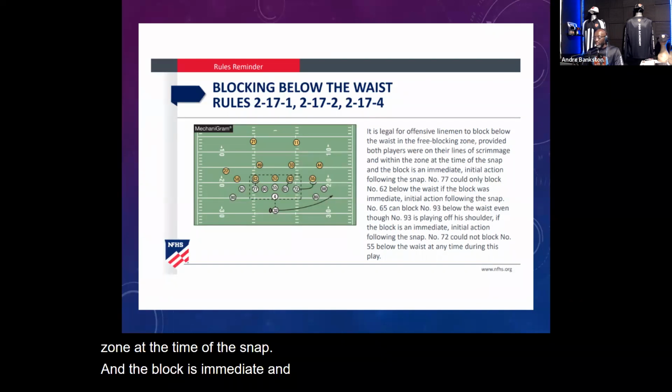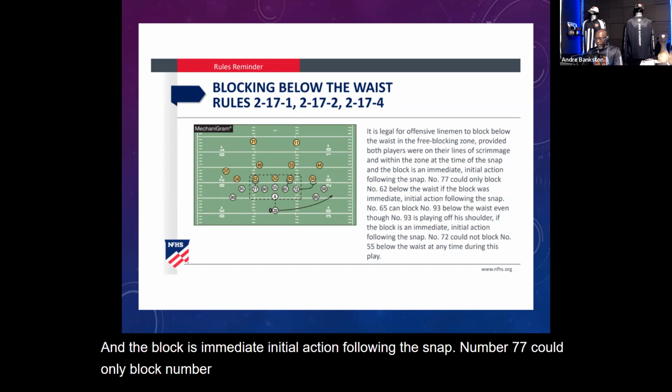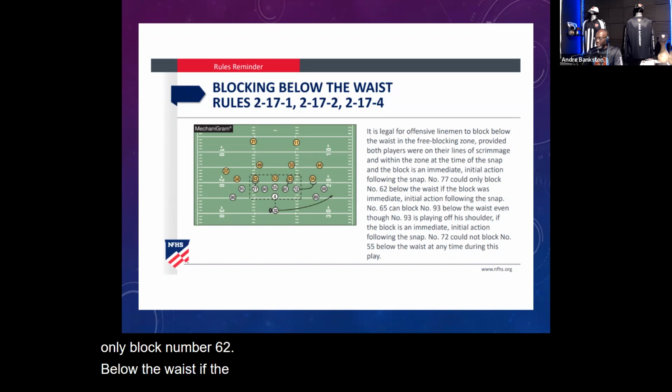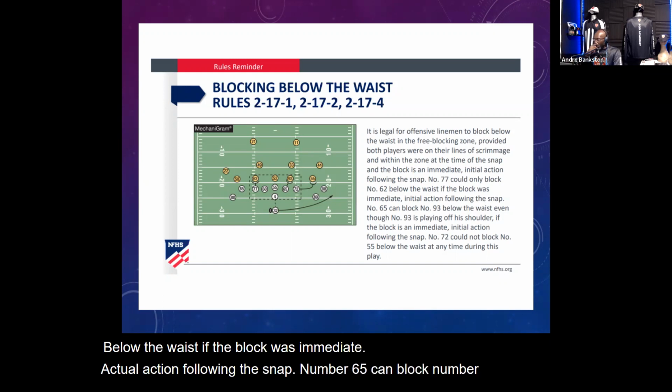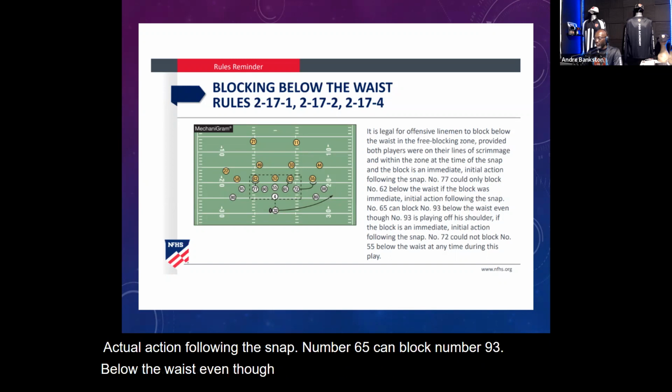Initial action following the snap, number 77 could only block number 62 below the waist if the block was immediate, initial action following the snap. Number 65 can block number 93 below the waist, even though 93 is playing off his shoulder, if the block is immediate, initial action following the snap.